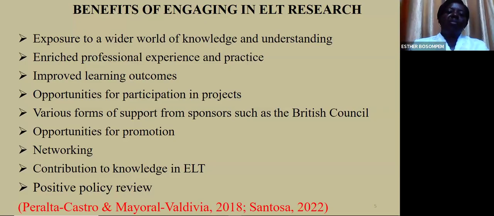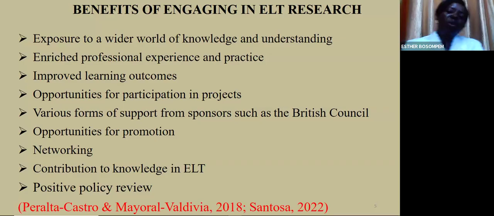Then it improves learning outcomes. If we read wide, if we research, it facilitates teaching and learning, and that also has a good effect on students' achievement. Opportunities for participation in projects.